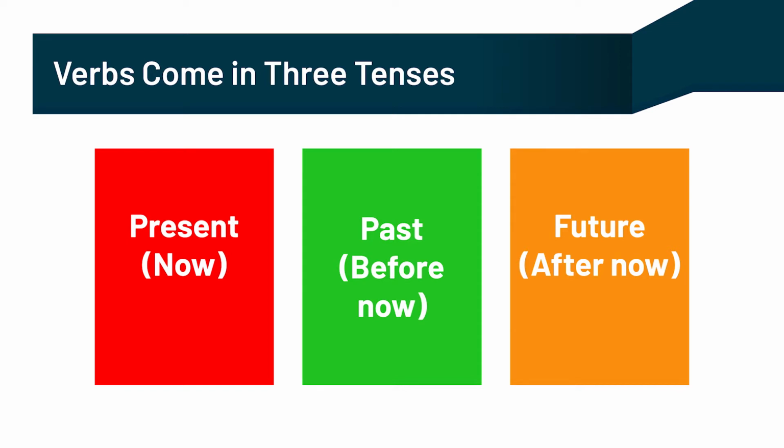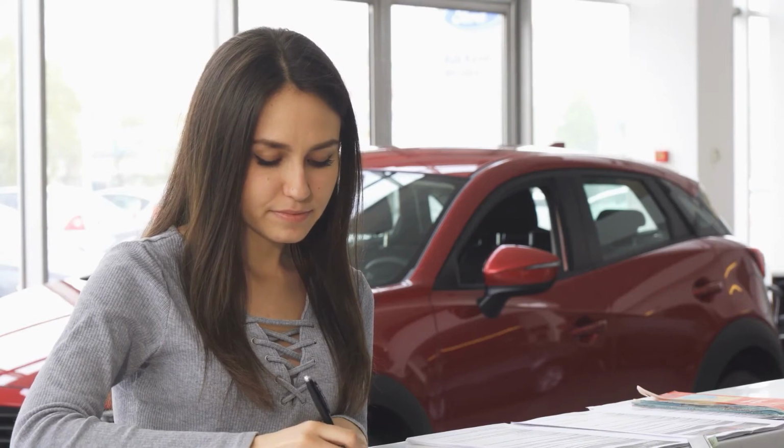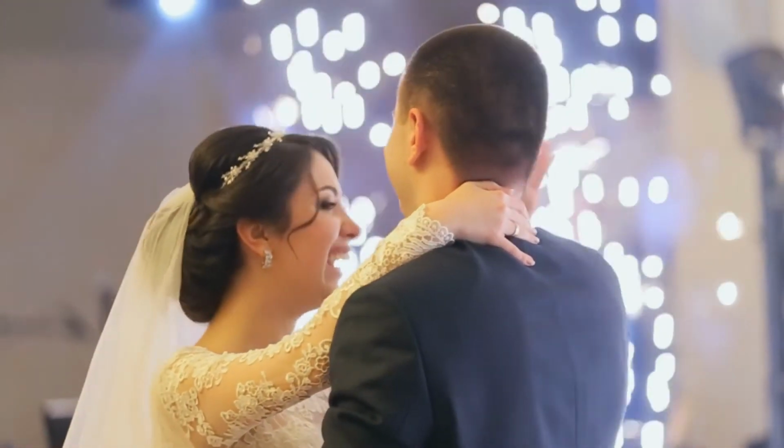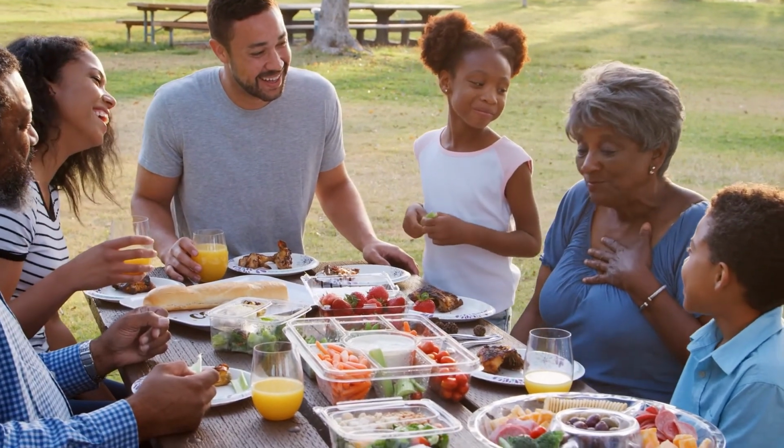The future tense describes what will happen later, tomorrow, next year, 4 years from now, etc. I will buy a car next year. My daughter will get married in 3 months. We will have a picnic in the park next weekend. It will snow tomorrow.